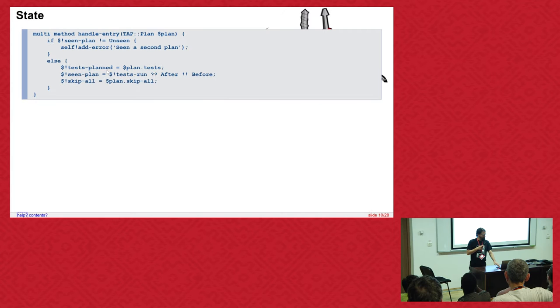These objects for the plan and the tests are then gathered in a state object that doesn't really do more than... I haven't seen a plan yet, so yeah, this is okay, or this is the second plan in this TAP document. Maybe I shouldn't be accepting this. I think it should be clear to people who haven't written Perl 6, or?